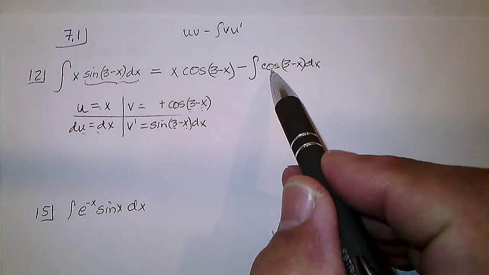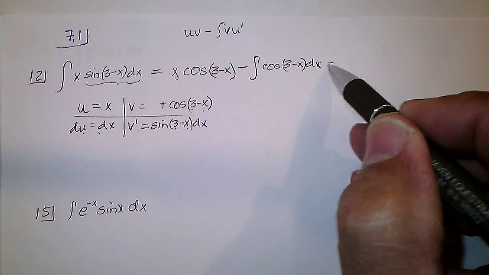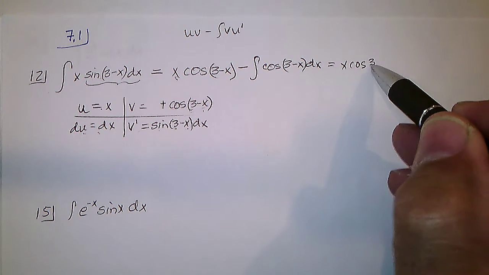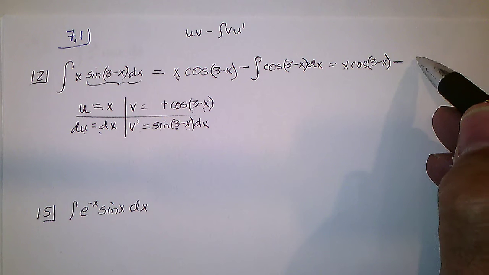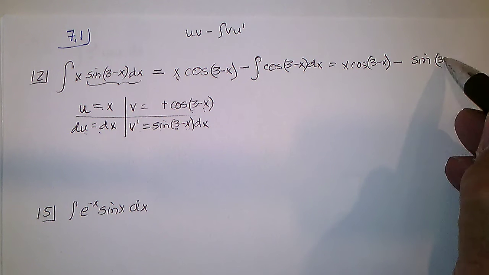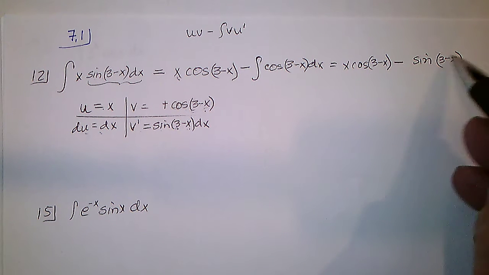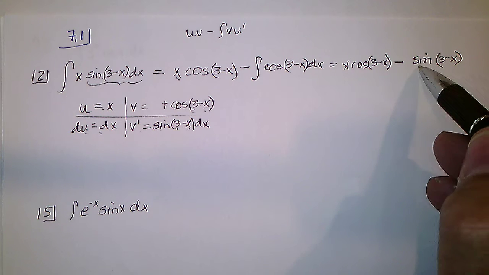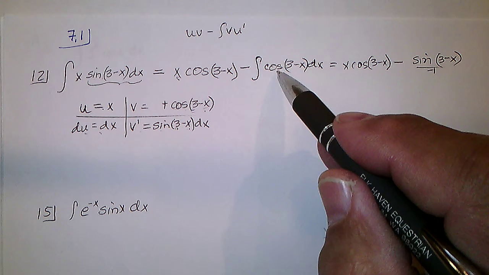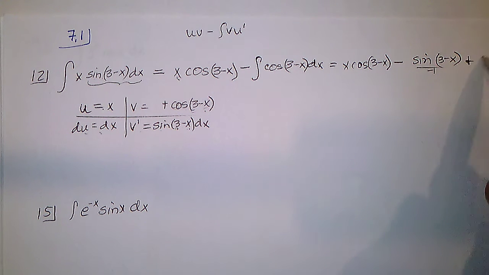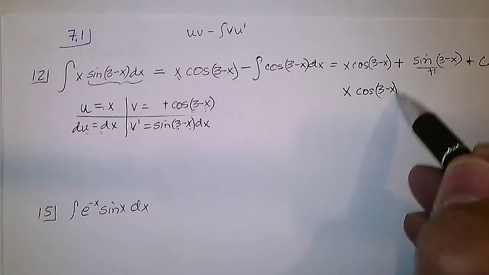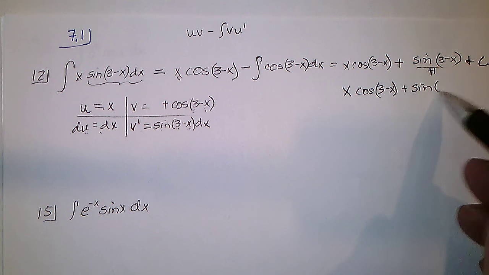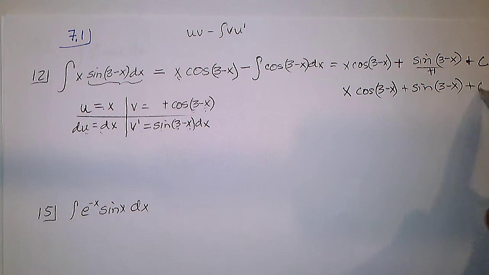Now, the integral of this, I'm going to write this here, so we have x cosine of 3 minus x minus the integral of cosine, which is sine. But if I took the derivative of this, I'd get, again, that negative. So I need to divide by that negative, so that the derivative of this would actually be cosine of that. Now that negative will actually go out and change that sign. So I'm going to have x cosine of 3 minus x plus sine of 3 minus x plus c.